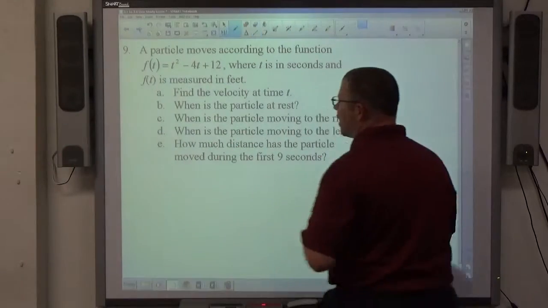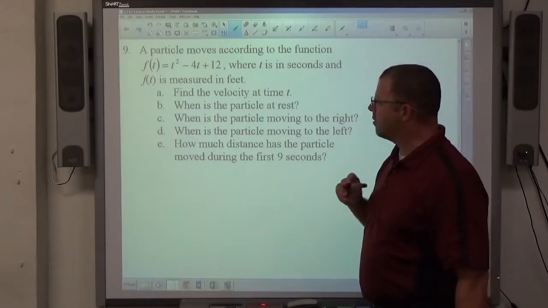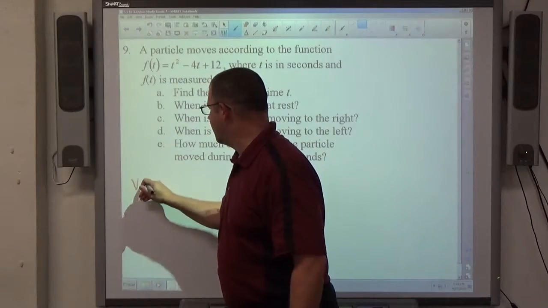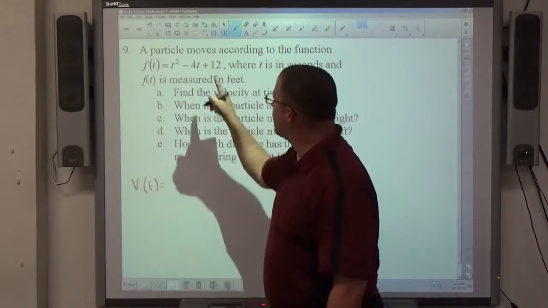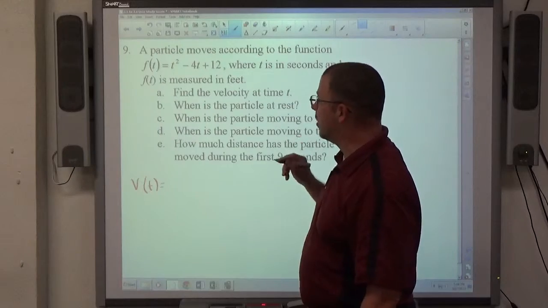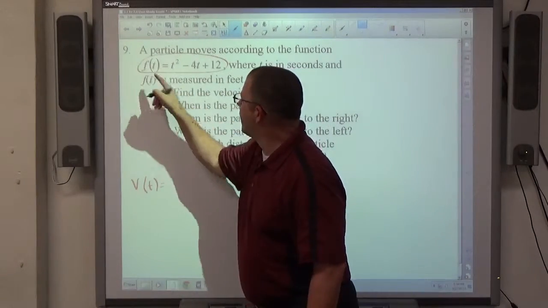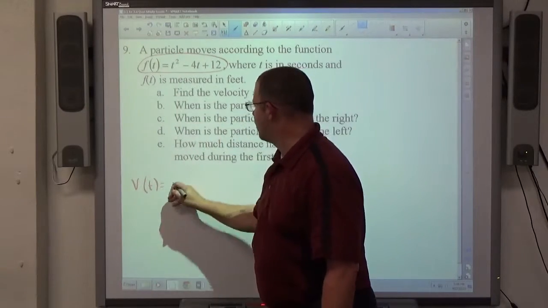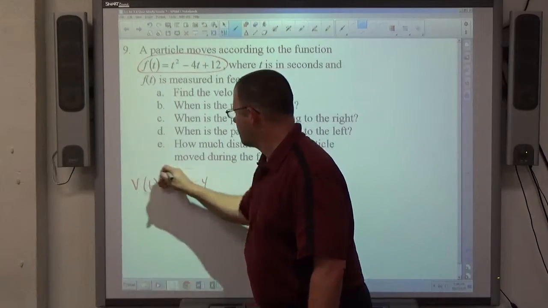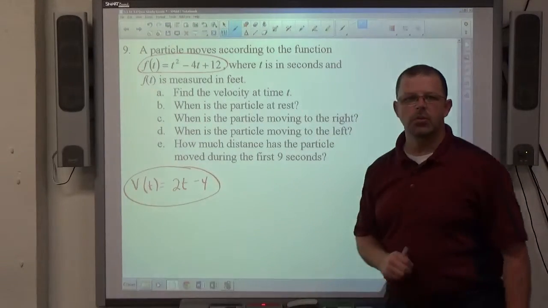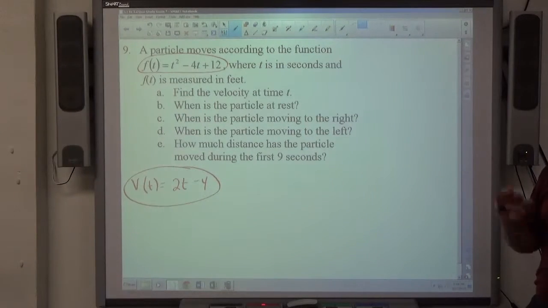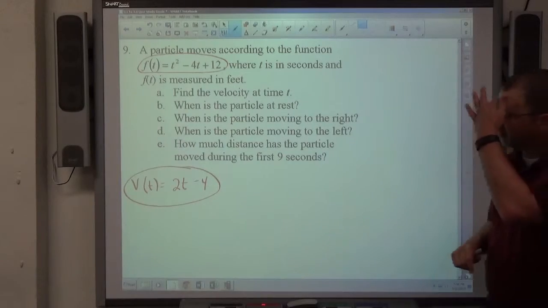Question A asks us to find the velocity at time t. As we've discussed in class, velocity of a position function is just the derivative. So if the position function is this, the velocity is going to be the derivative, which is 2t minus 4. That's how you do part A. On the test, it'll be a position function similar to that. Velocity will be found similarly.